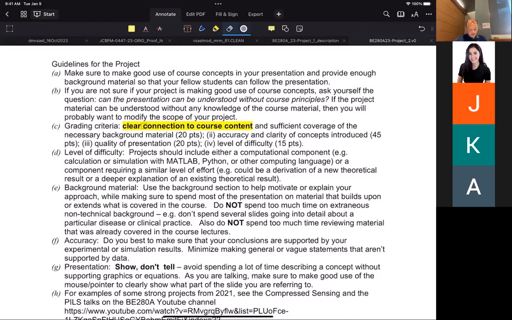The background material should also, overall, have a clear connection to course content. If, for example, you're doing a simulation or a deep learning segmentation, there has to be something about that deep learning aspect that requires something related to MRI, okay? It's not sufficient to just have a background that talks about MRI and then do something totally unrelated to MRI. That will just get you deducted points on connection to course content. So I just want to make that clear.